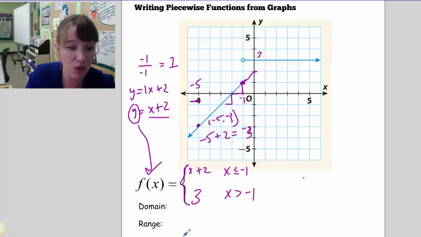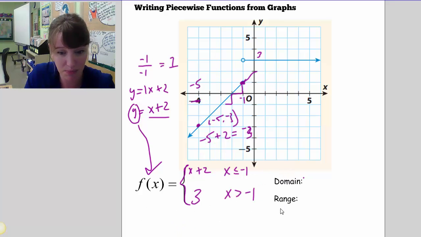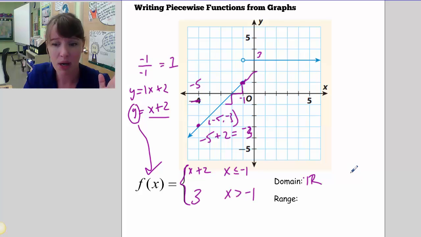Now here, the domain is pretty simple because this function is defined for all real numbers. I'm allowed to put in any x. There's nothing that makes this function a problem. There's nowhere where you're dividing by 0. So I'm allowed to put in all real numbers here.